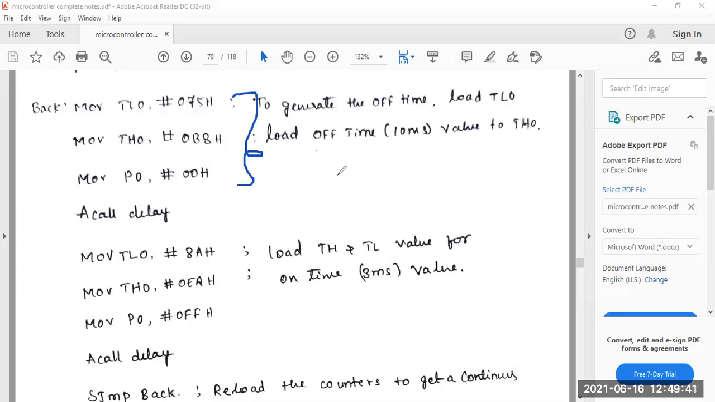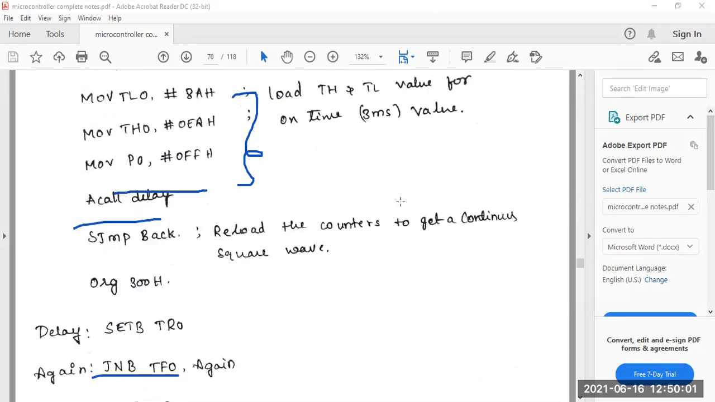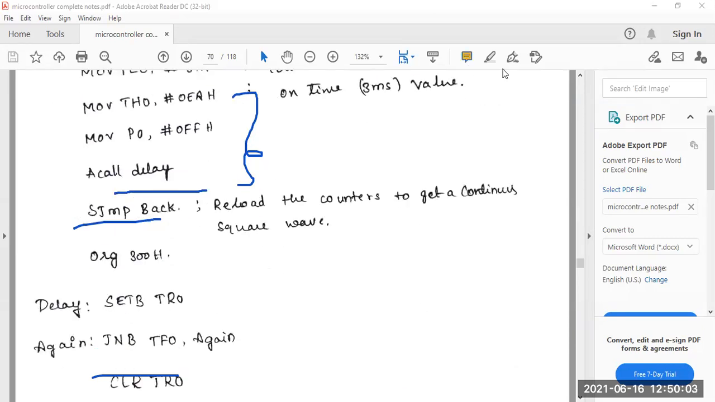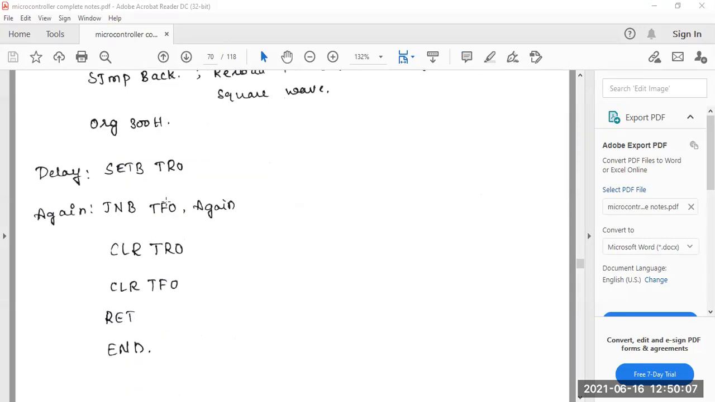You can write for off time or on time. Whenever you are writing off time, you should not forget P0 should be loaded with 00. If you're writing for on time, P0 should be loaded with 0FFH. We are calling the delay program here. For calling the delay program, we have to write the delay program. How to write the delay program means, see, this is the delay program, this one.